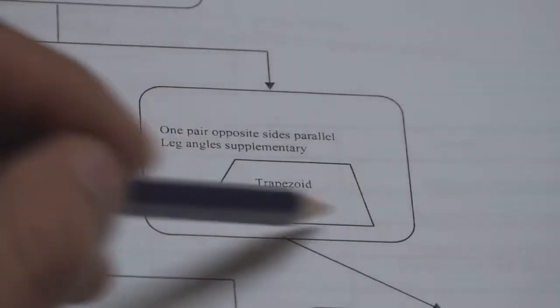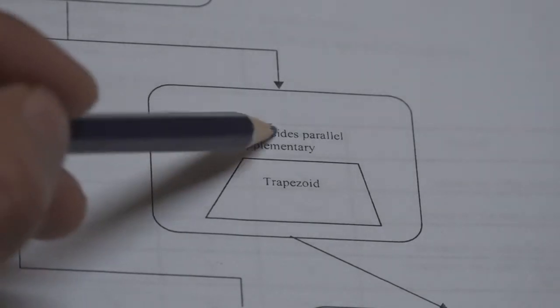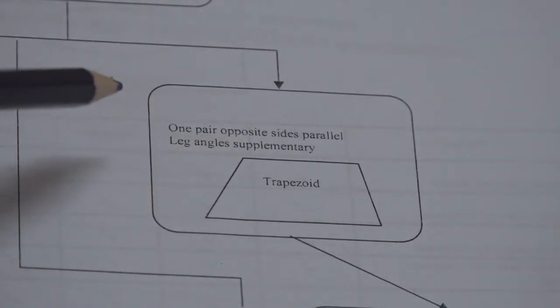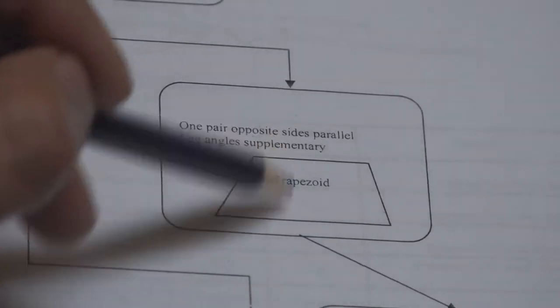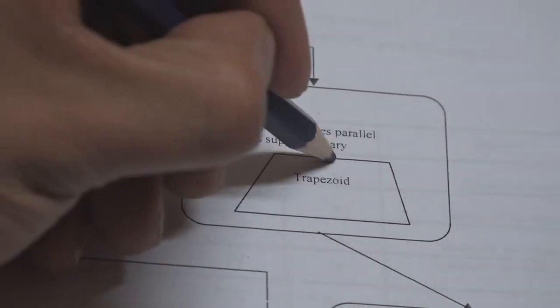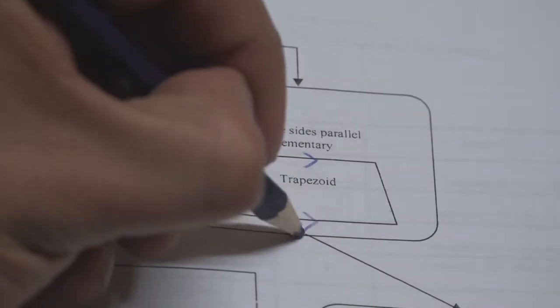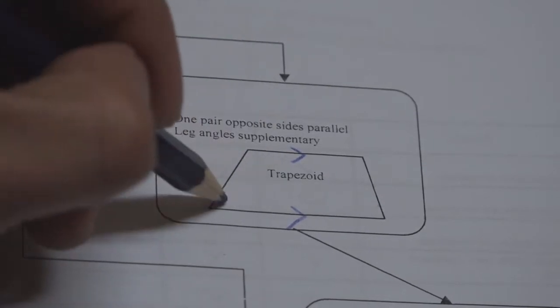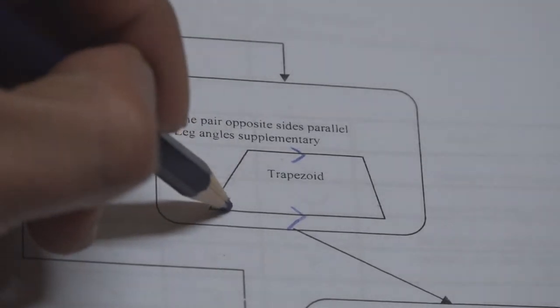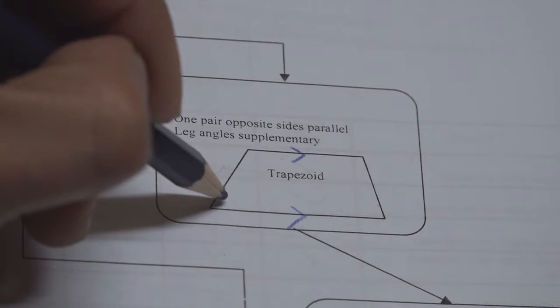So, trapezoid has four sides. One pair of opposite sides are parallel. Which one? This one? Hell no. Oh, okay. So this is parallel, and this is how we denote parallelism, right? Oh, okay. So parallel. The leg angles are supplementary.